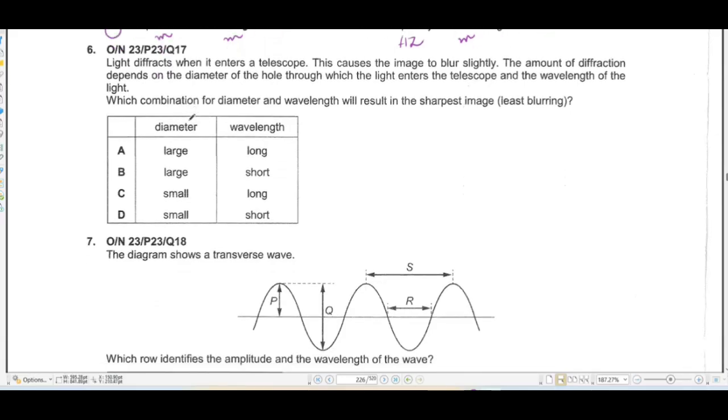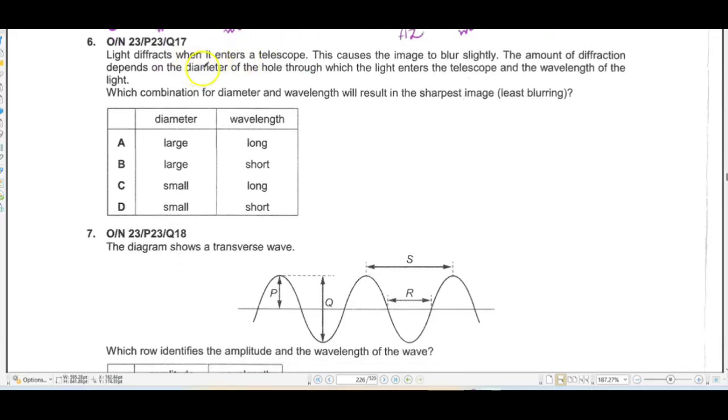Okay, moving on to question number 6. Light diffracts when it enters a telescope. This causes the image to blur slightly. The amount of diffraction depends on the diameter of the hole through which the light enters the telescope and the wavelength of the light. Which combination of diameter and wavelength will result in the sharpest image, with the least blurring?